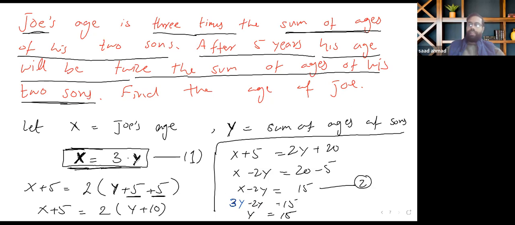So it means x is equal to, using this equation here, if y is equal to 15, then x is equal to 3y, right? So 3 times 15 is 45. So Joe's age is 45 after 5 years. Okay.